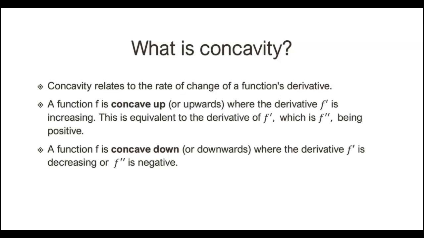So concavity relates to the rate of change of a function's derivative. This is my strong suit. A function f is concave up where the derivative f prime is increasing. This is equivalent to the derivative of f prime, where f double prime, is positive. Now, when we get to velocity and stuff, that's where it goes downhill. But this right here is my strong suit.